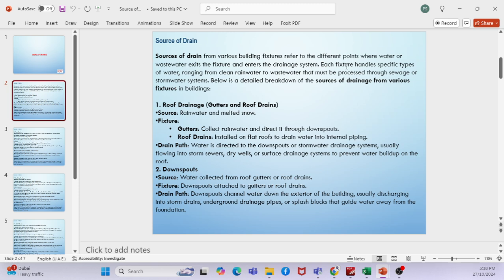Each fixture handles a specific type of water, ranging from clean rainwater to wastewater, right? You have black water, then you have gray water, storm water, condensate drain water. There are different types of drains, right? So here we will talk about one, a roof drain, which is from the roof, from the sky, from the storm, basically the rainwater and melted snow. And the downspouts also, it's one of the fixtures where we will collect all the water from roof gutters. This is also basically used for the roof drains, right?